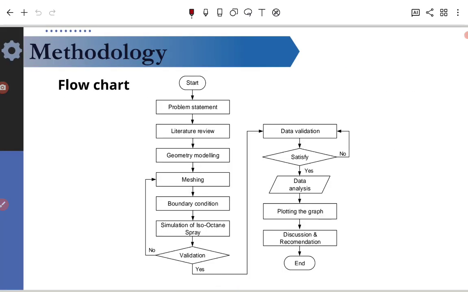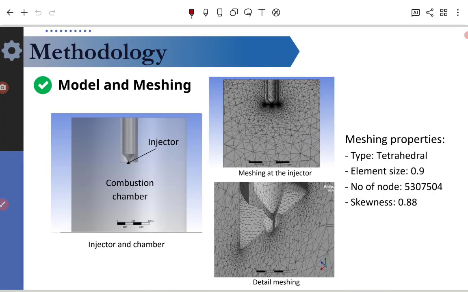injector. So for the methodology, that's the flowchart. I don't think I need to explain more on this flowchart. And then this is the model for our project, in which we have the injector and combustion chamber, and on the right side we have the meshing of the injector, and the one below is the detailed meshing, which is the critical part at the nozzle injector of the combustion chamber.